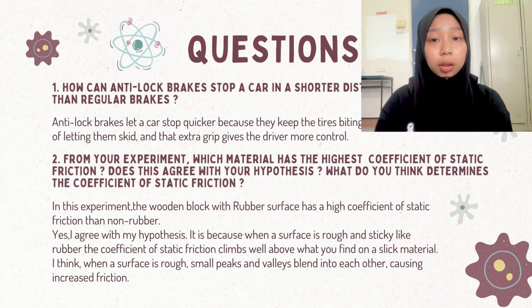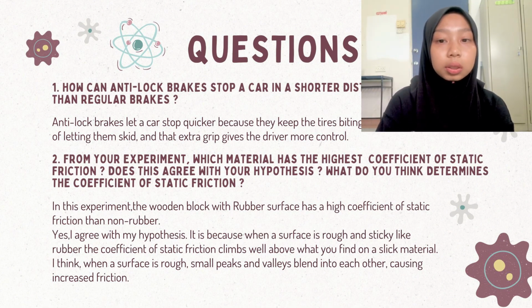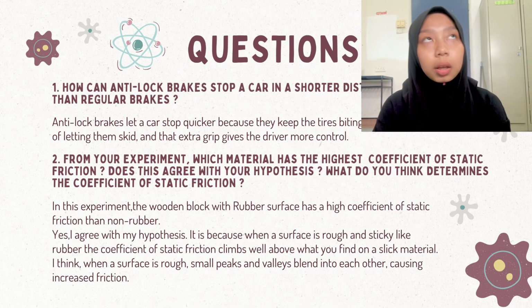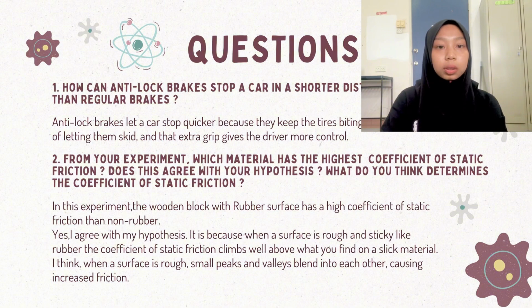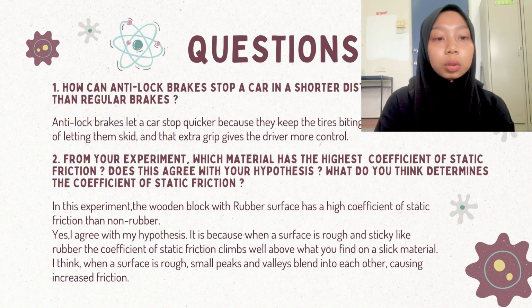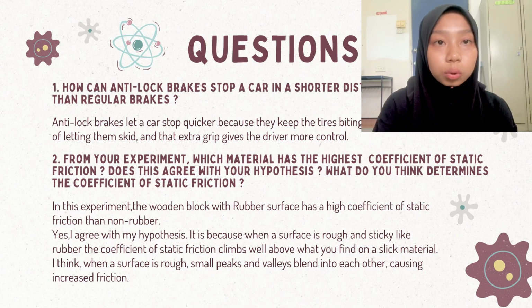Question: how can anti-lock brakes stop a car in a shorter distance than regular brakes? Anti-lock brakes let a car stop quicker because they keep the tires biting the road instead of letting them skid, and that extra grip gives the driver more control.